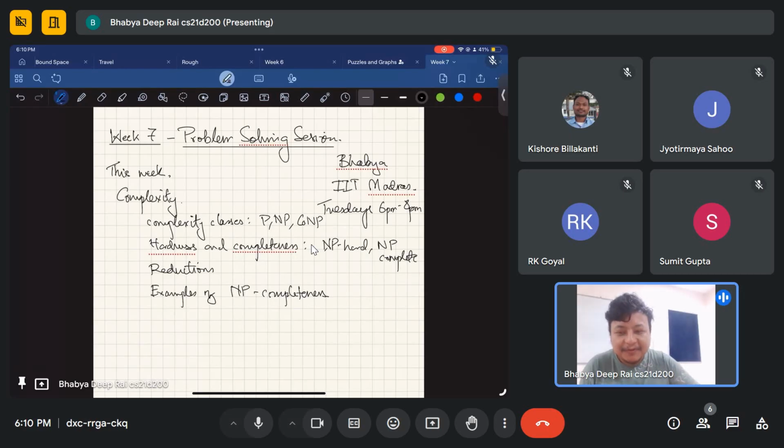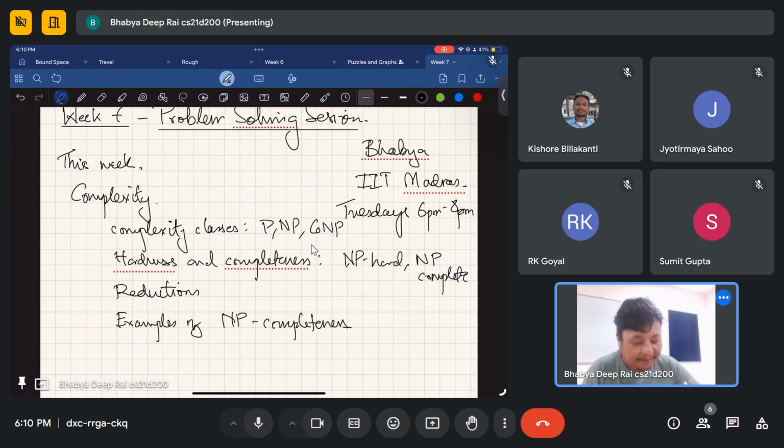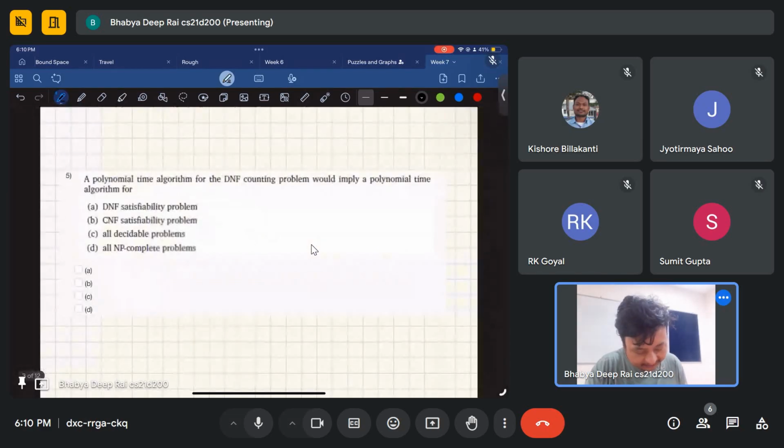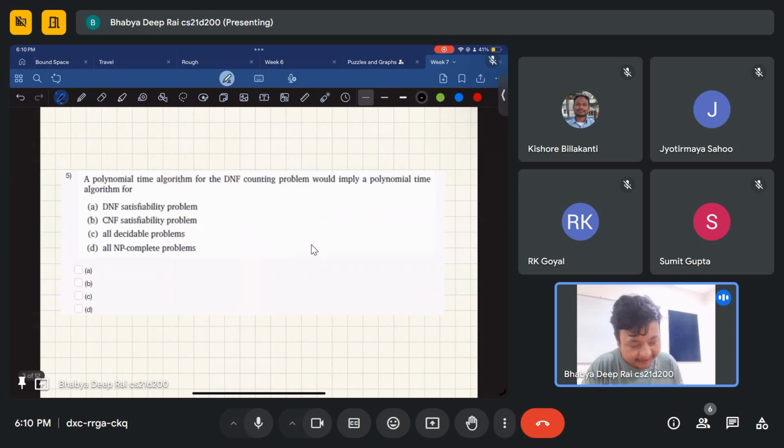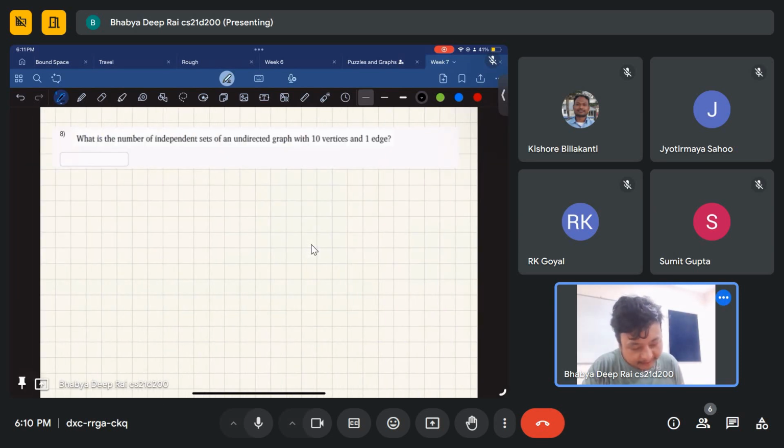So a lot of terms are floating around, but don't be afraid of it. It's actually a very nice way to categorize problems. So we'll come to it. I think it is better that I first explain these and then move on to the problem set questions.